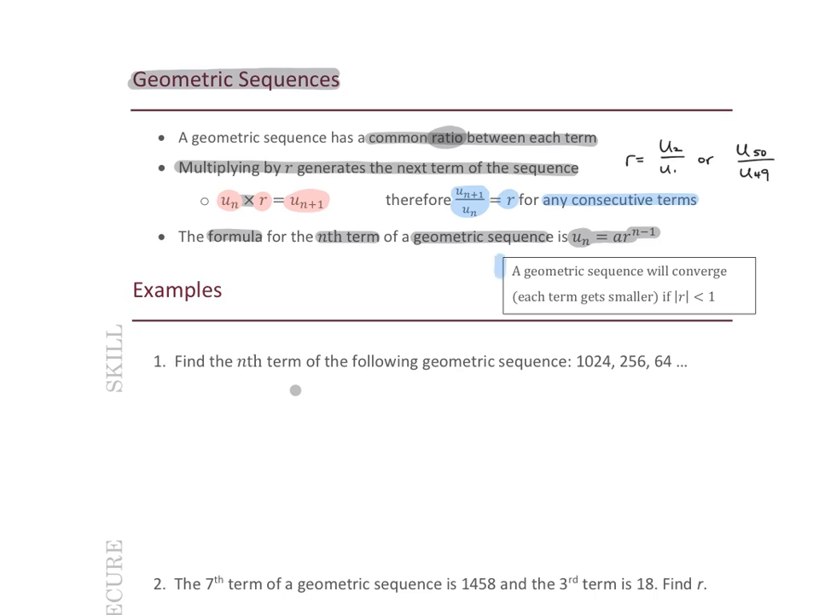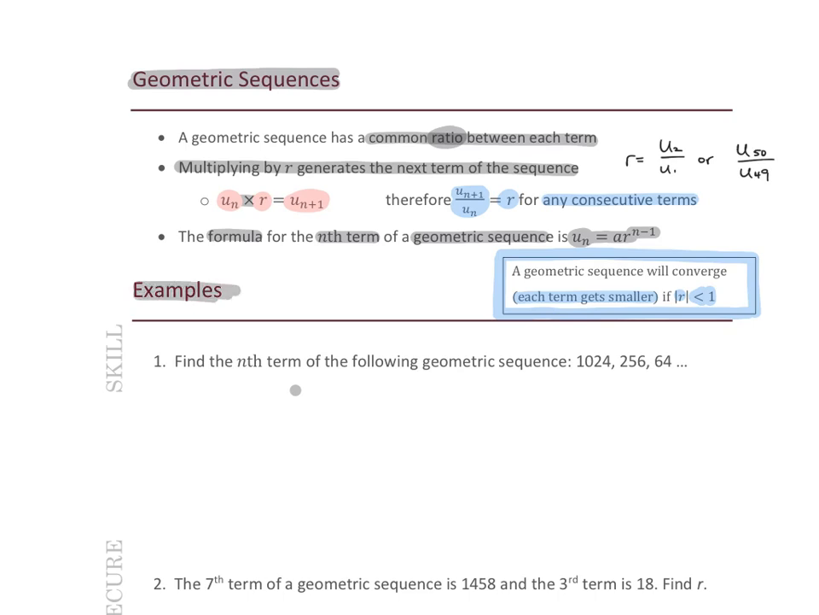Now the blue box is really, really important today. It says a geometric sequence will converge, and what that means is each term gets smaller if r is less than 1. So if r is smaller than 1, each term is going to get smaller and smaller and smaller. And we'll actually see an example of that in the first example.